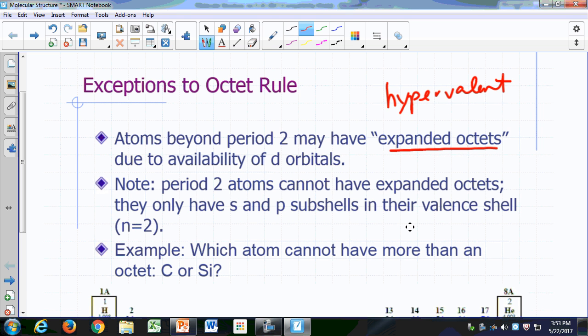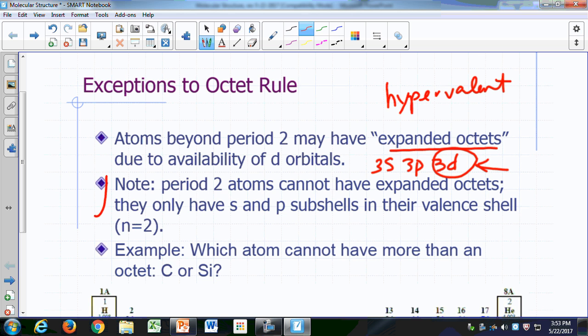And the reason for that is their outermost shell is a third shell. They have 3s, 3p, and 3d subshells, so they can accommodate more electrons. The outermost shell is much larger, and they can accommodate more because you have an additional subshell there, the 3d subshell.